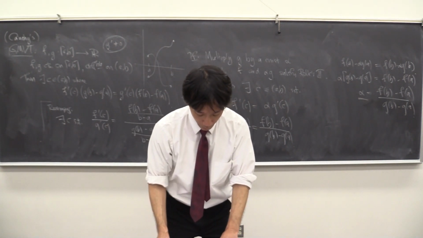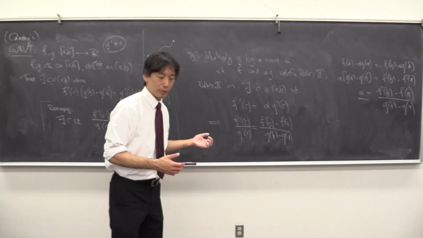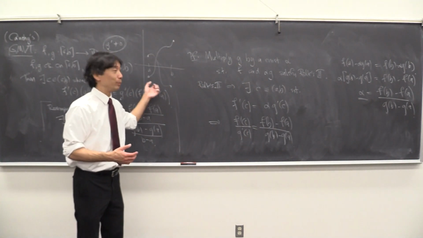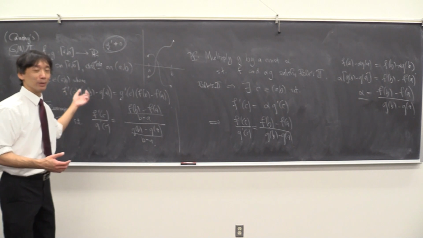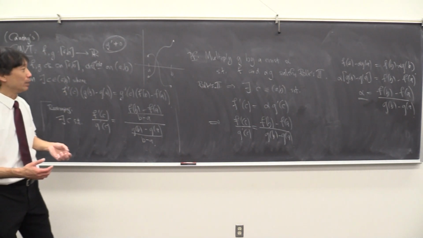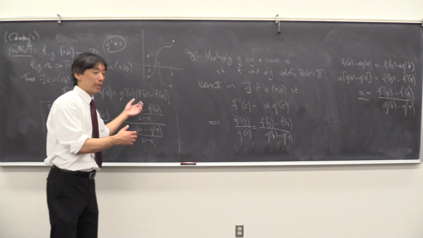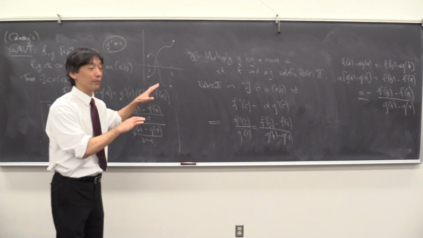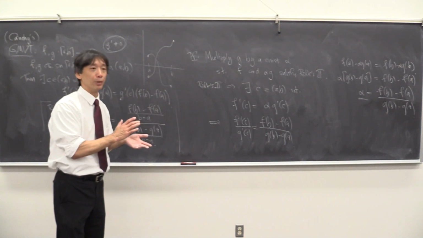Next time we will show some consequences of the generalized mean value theorem. In particular, the mean value theorem is a consequence of the generalized mean value theorem. We'll do how the derivative controls the behavior of the function, and we'll do L'Hopital's rule and some other stuff.